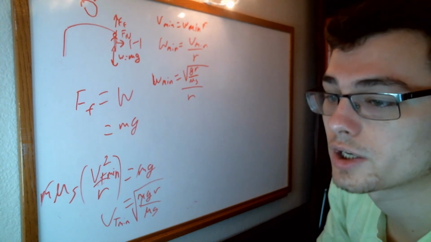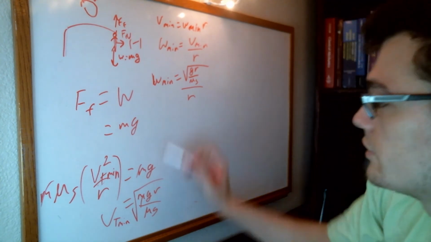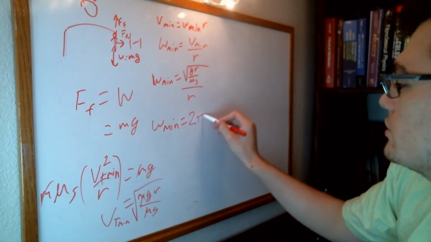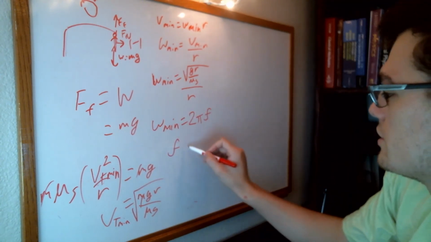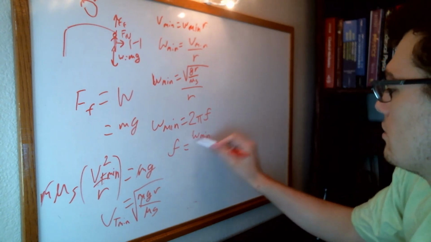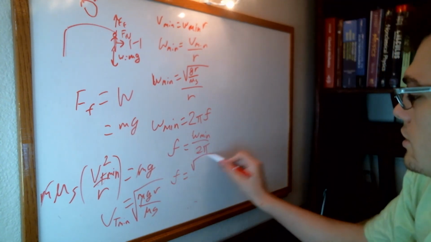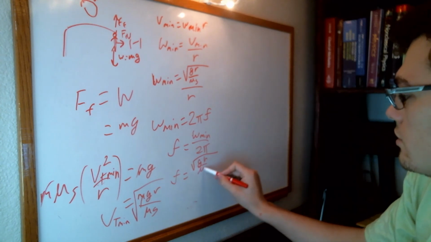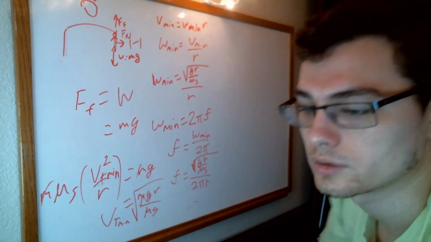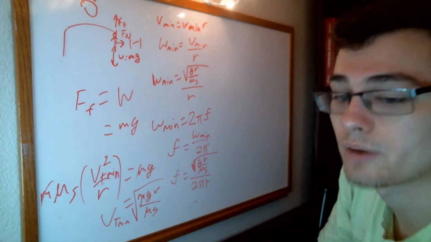We're talking about frequency here. So we have found what omega min is, but now we have to use frequency. So omega min is equal to 2 pi f. So then f is equal to omega min over 2 pi. So then f is going to be equal to the square root of gr over mu s, all over 2 pi r. And then you just have to plug your numbers in, and that one is solved as well.